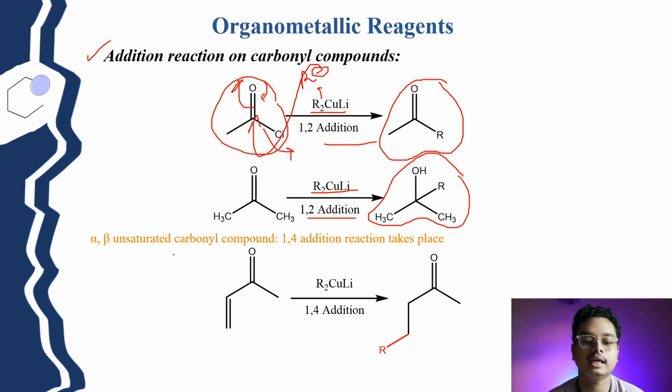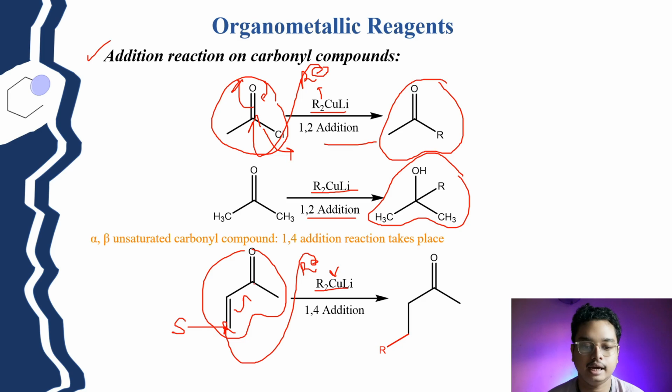But when an alpha beta unsaturated carbonyl compound is there, then the Gilman reagent shows 1,4 addition. That R minus will attack here. This is because the copper is soft in nature and this particular center is a soft center, and the carbonyl carbon center is a hard center. Since the nucleophile is soft, soft interaction takes place, and that's why 1,4 addition is facilitated here.